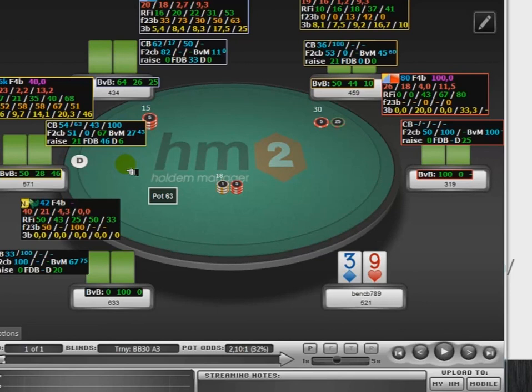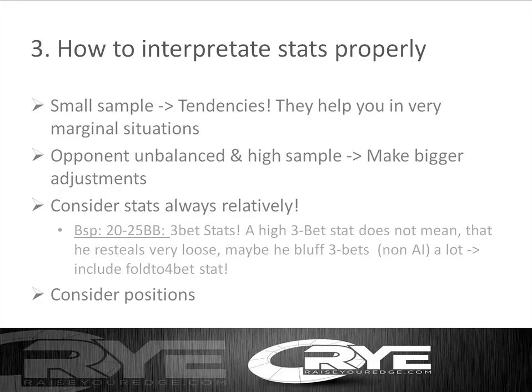How you should interpret the fold to 4-bet stat I will tell you in a second. When you're very safe with the stats and you know your HUD, you can remove the abbreviations. Then your HUD will be even smaller and clearer. Okay, let's move on to how to interpret stats properly.